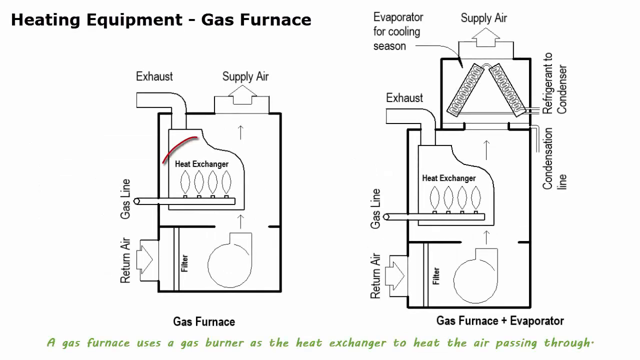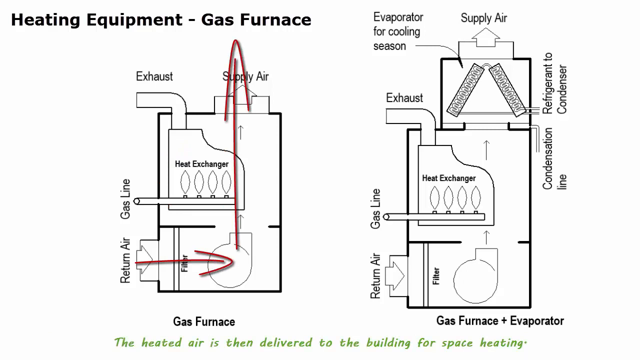A gas furnace uses a gas burner as a heat exchanger to heat the air passing through. The heated air is then delivered to the building for space heating.